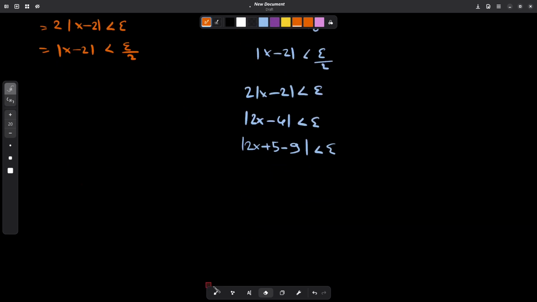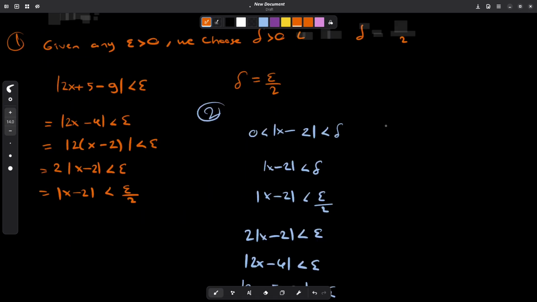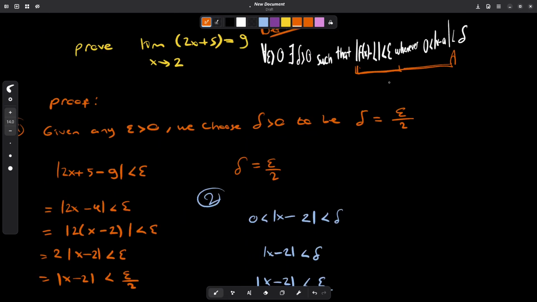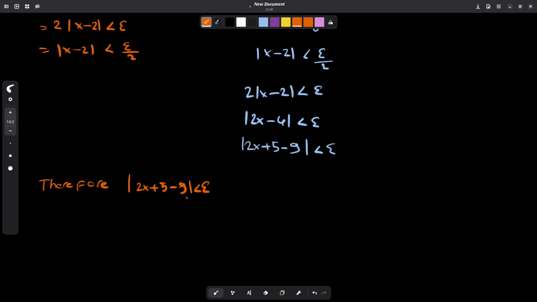Of course, we have to finish the proof. Okay, we did these, but we need to write what we did. So you'll say, therefore, what was it? Absolute value of 2x plus 5 minus 9 is less than epsilon. What I am doing is using this part of the definition, right? I'm saying that this works. I started with epsilon greater than 0. We choose a delta. Good, I found the delta. Now I say this is less than epsilon whenever absolute value of x minus 2 is less than delta, that is required.